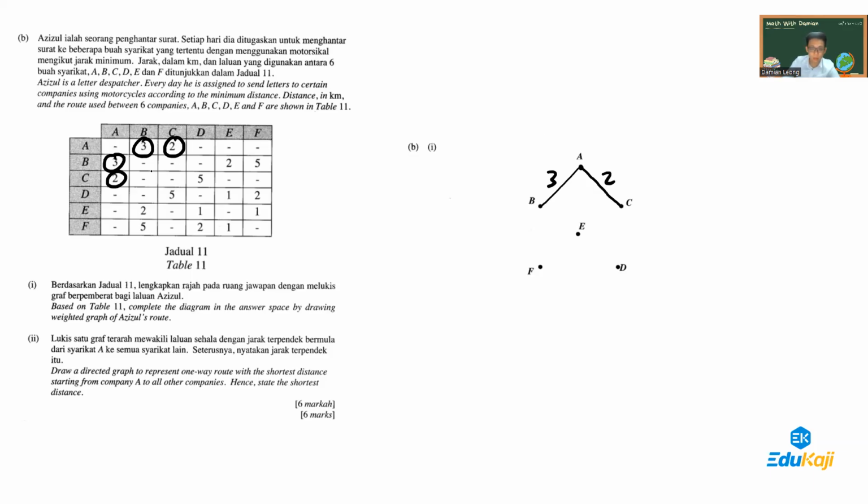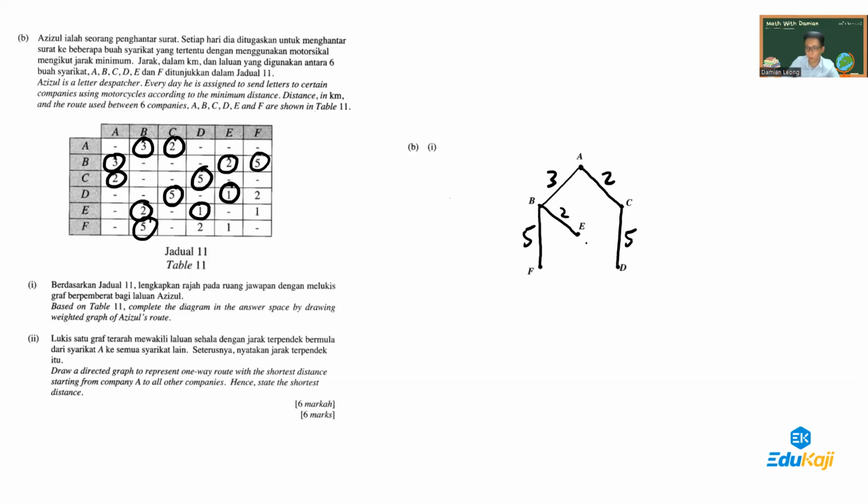Then B to E is 2. B to F is 5. 5 here. C to D, 5. Yeah, just connect C to D here, label 5.